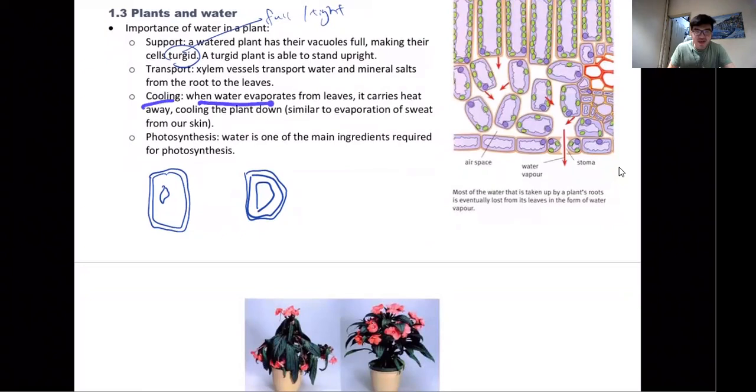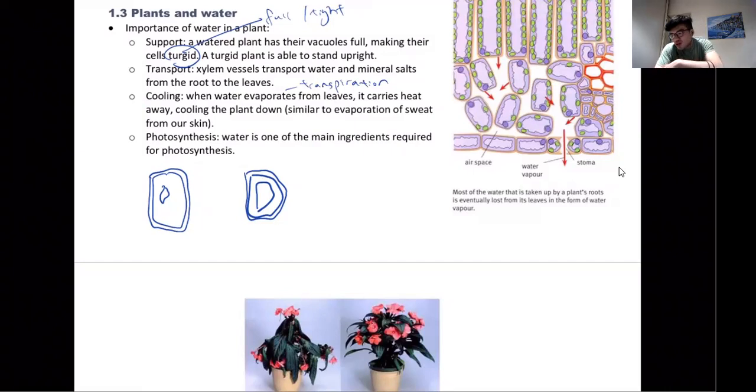When water evaporates, like I said just now, plant will evaporate water. So when they evaporate their water, it carries heat away, cooling the plant down. This is how plants sweat. Similar to evaporation of sweat from our skin. By the way, this process is called transpiration.